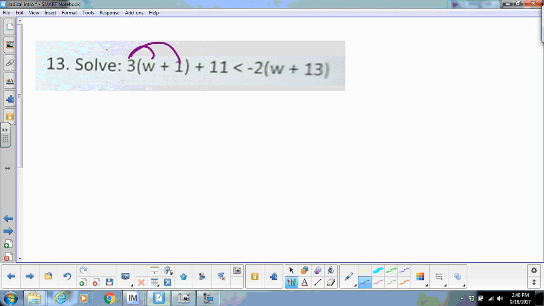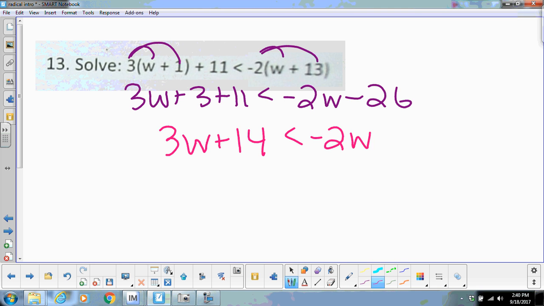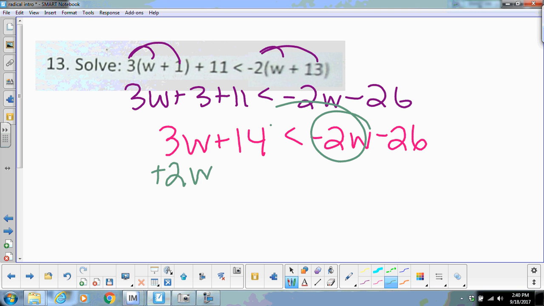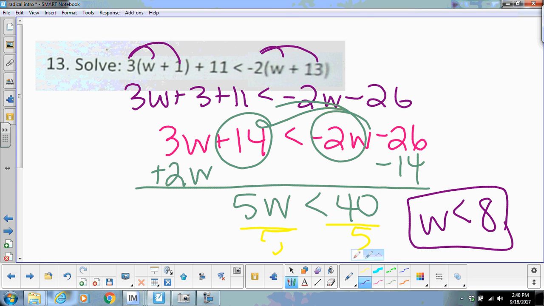All right, we're going to start by distributing here. All right, and then we're going to start moving. So I'm going to move the negative 2w over. It's going to become a positive. Move the positive 14 over, it's going to become a negative. So 5W is going to be less than 40. Last step is to divide by 5, and W will be less than 8. You'll do the same types of steps for problem number 14.